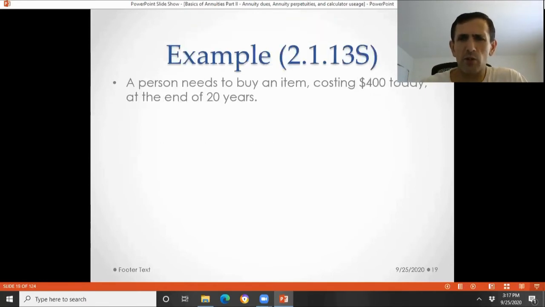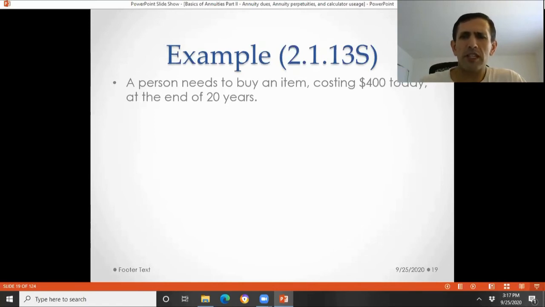Okay, so let's get into a more interesting example. And this is actually, if you have the Groverman book, 2.1.13S. So it's a former actuarial exam problem.